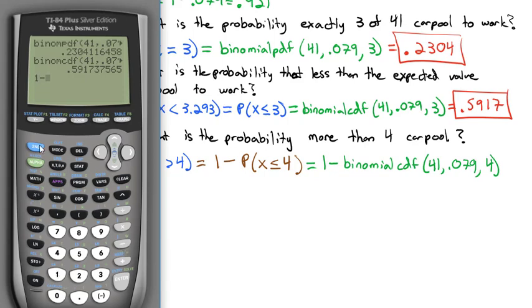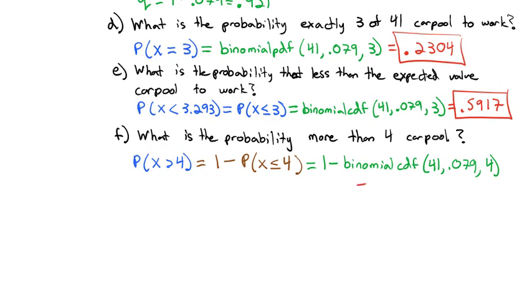1 minus second distribution up to the binomial CDF. We still have 41 trials. We still have 0.079, but now we want the x value to be 4. Paste. And when I hit enter, 1 minus the binomial CDF gives me a probability of 0.2205. So there's a 22% chance that we would have more than 4 out of 41 workers carpooling to work.